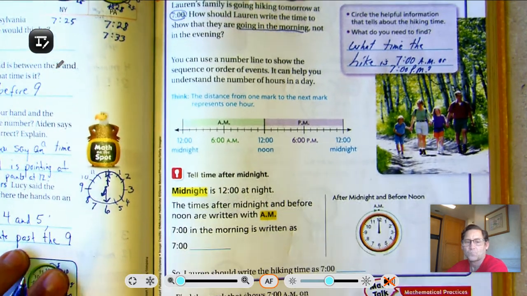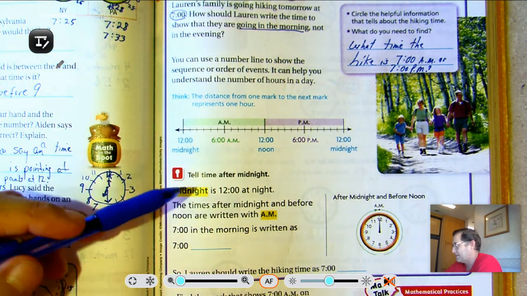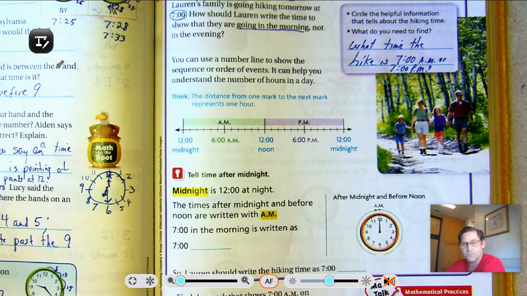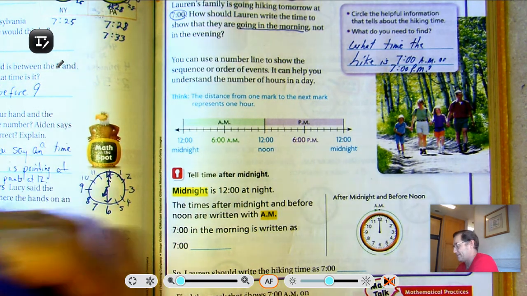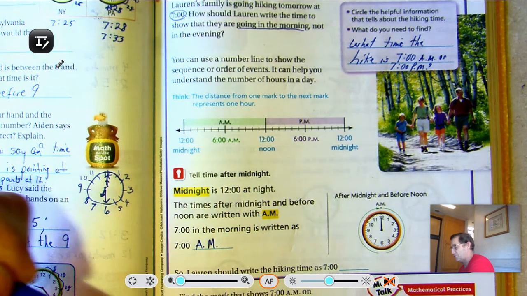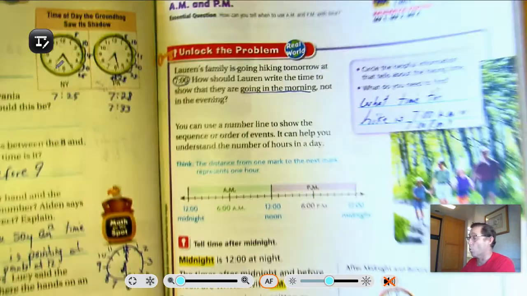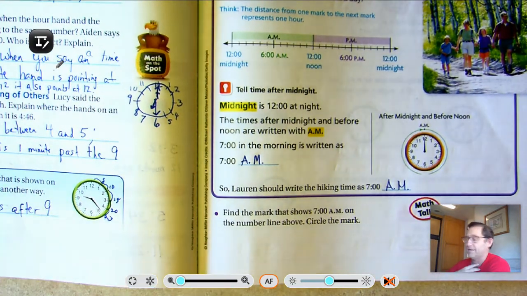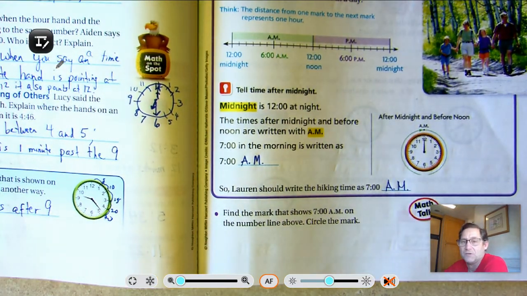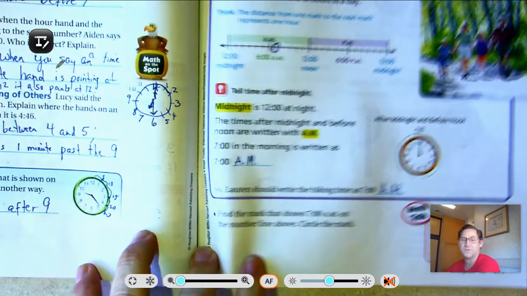So tell the time after midnight. So midnight is 12 at night. The times after midnight and before noon are written with AM. So 7 in the morning is written as 7 a.m. So Lauren should write the hiking time as 7 a.m. They're going before noon. Okay, so not the evening hours. The evening hours would be PM. So find the mark that shows 7 a.m. on the number line above and circle the mark. 7 a.m. right there would be 7 a.m.